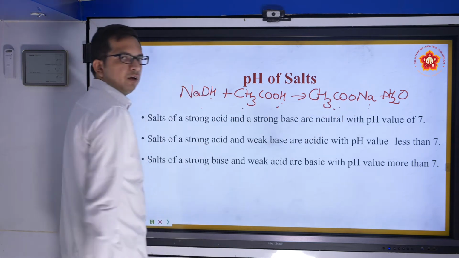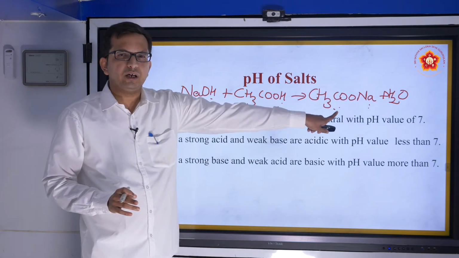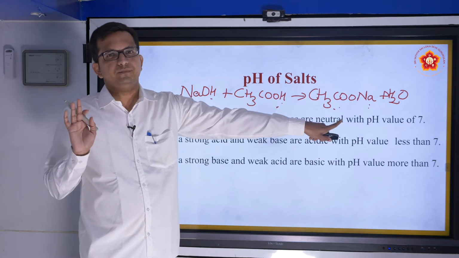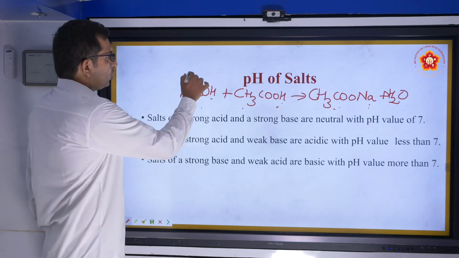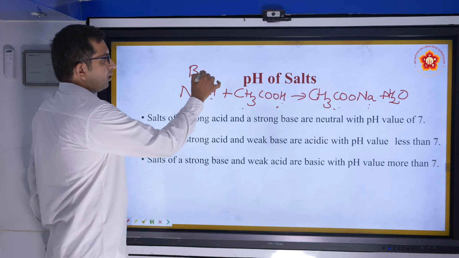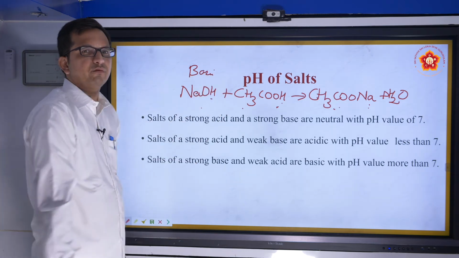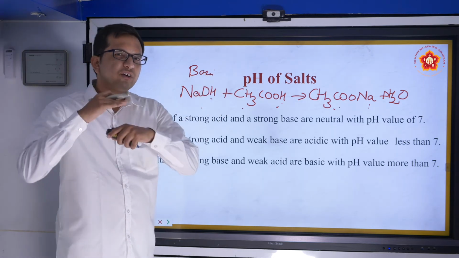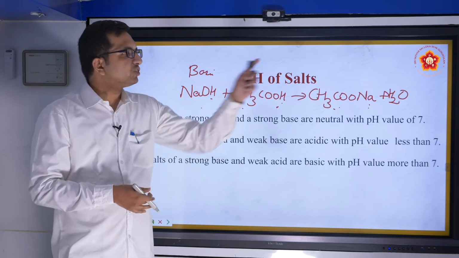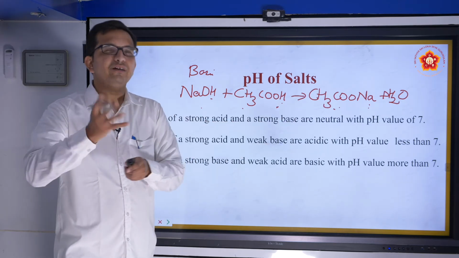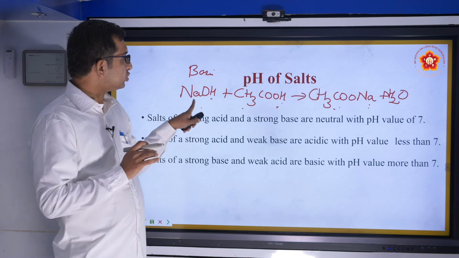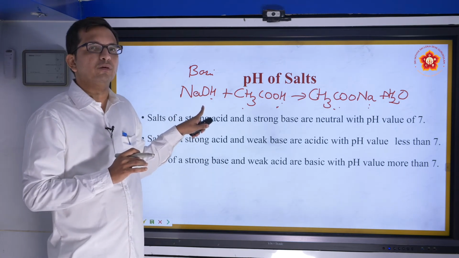Sodium acetate. Now the question is, will this be acidic, neutral or basic? Now please understand that this was strongly basic, whereas this was weakly acidic, which means that the power of base is pretty strong. So the salt that will be formed will be a little basic itself because of this dominating nature of strong base.